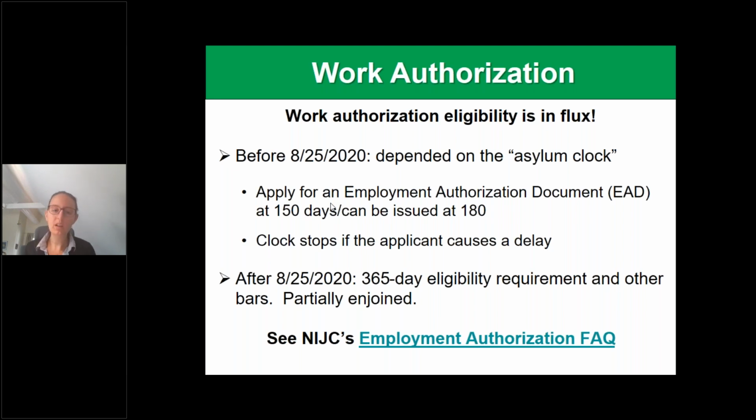So before August 25, asylum applicants were eligible to get employment authorization after their application had been pending for 180 days, and they could apply when their application had been pending for 150 days. The clock would stop if the applicant caused a delay, such as requesting a continuance or requesting that their interview be rescheduled.